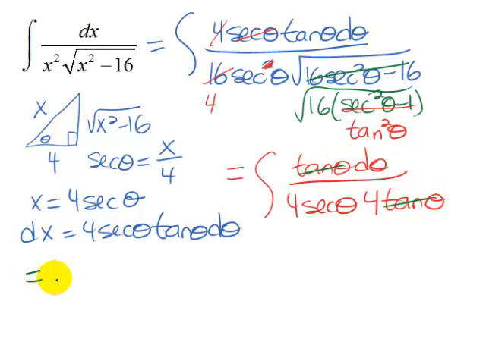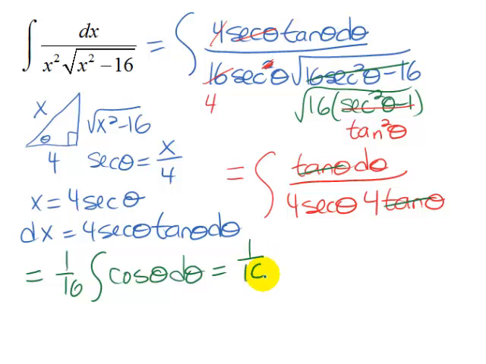So what I really have here is 1/16, and this is, so I move these out in front, 1 over secant. Well, that's just cosine theta. And then we have d theta. So that's going to be 1/16 sine theta plus a constant.